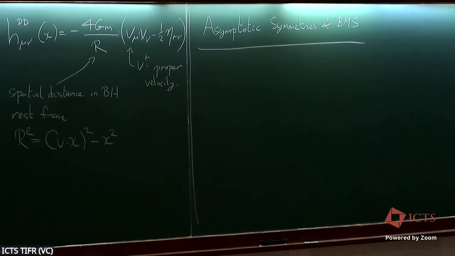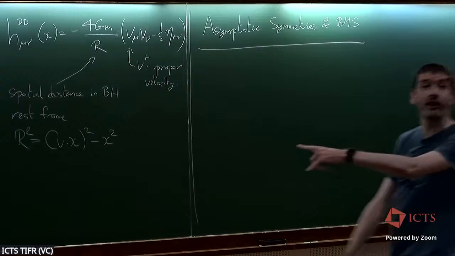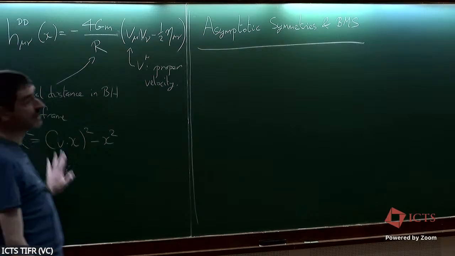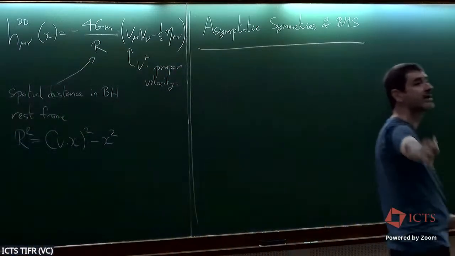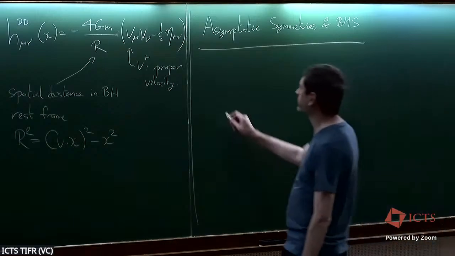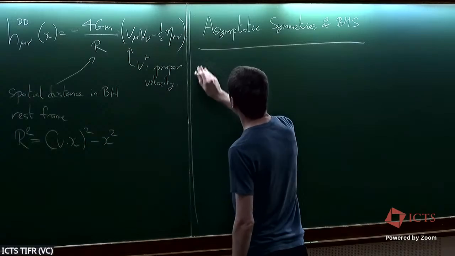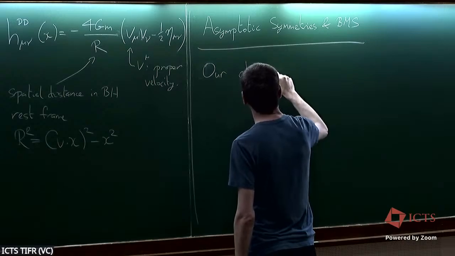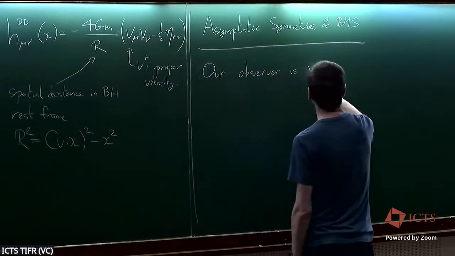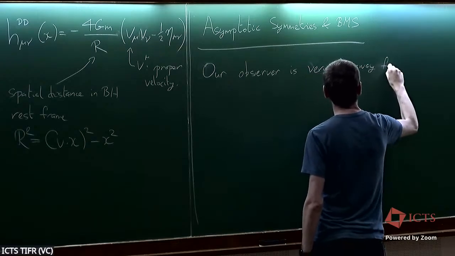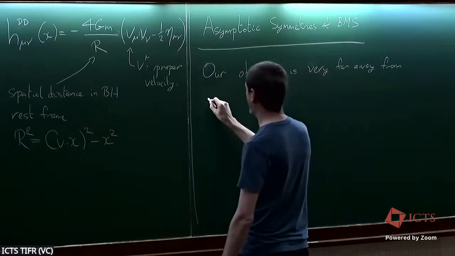Now, we're interested in a situation where we have an observer, at some position x, which is very, very far away from some event. So the gauge transformations I'm going to be interested in are gauge transformations that do not go to 0 at large distances. These are known as large gauge transformations. So our observer is far from the source.